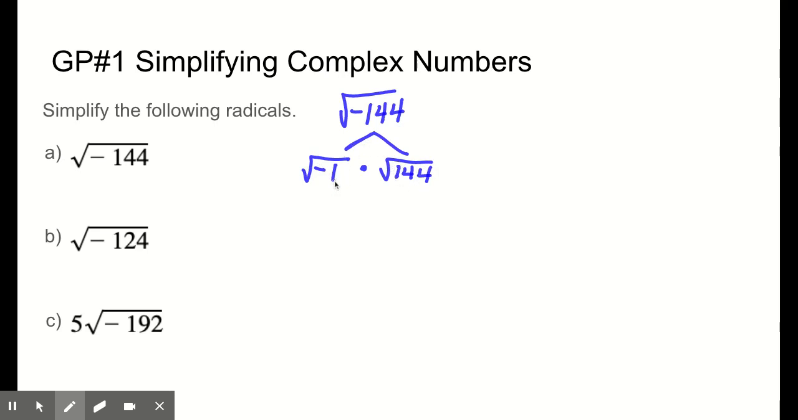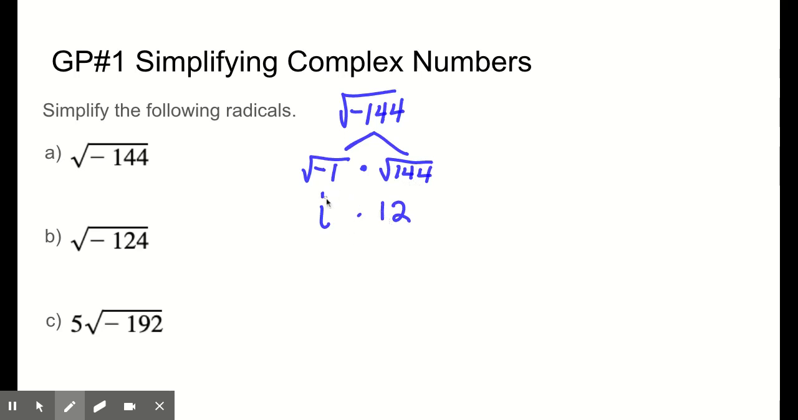So referring back to the vocabulary, we know that the square root of negative 1 is i, and the square root of 144, now if you don't have that memorized off the top of your head, you can refer to your multiplication chart, or you can cake it. In either case, you're going to end up with 12. The square root of 144 is 12.